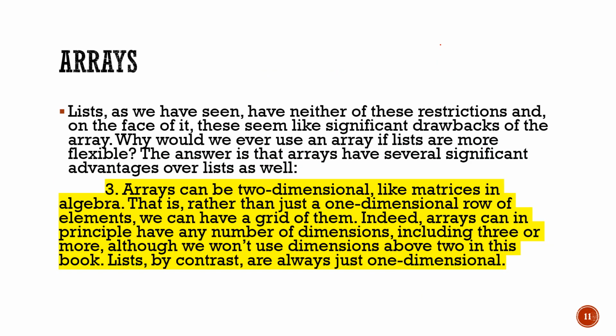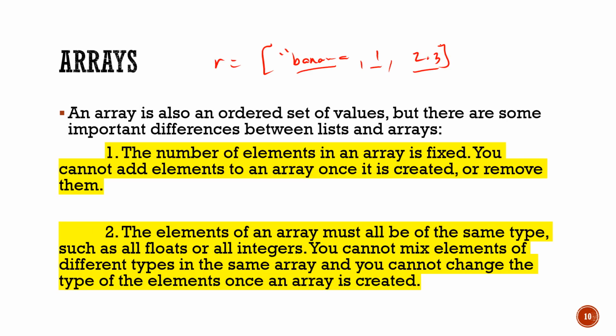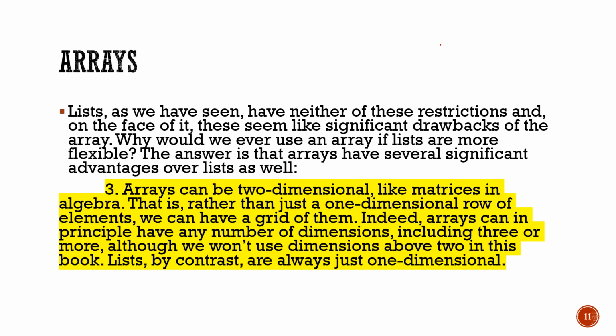So why use an array when a list is more flexible? Lists have neither of these restrictions, and on the face of it these seem like significant drawbacks of the array. You cannot add elements, and the types of the elements in your array must be the same. So why use an array if a list is more flexible, since I can add and remove elements? Why use arrays?